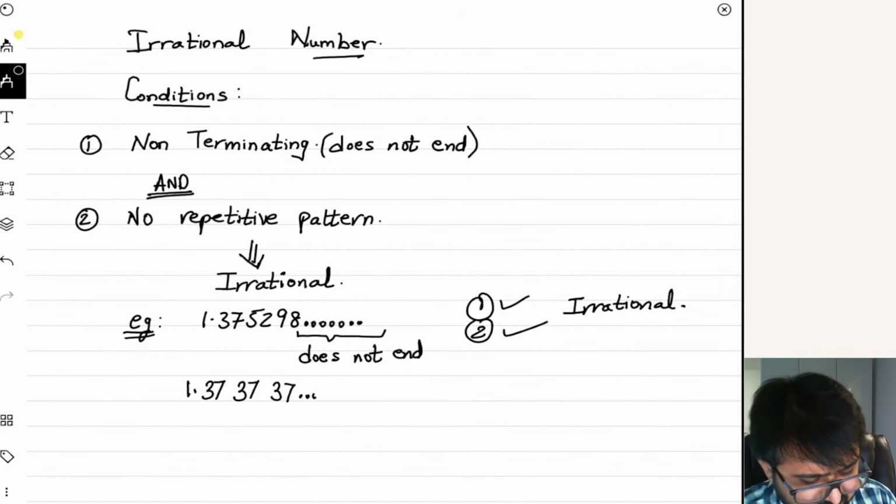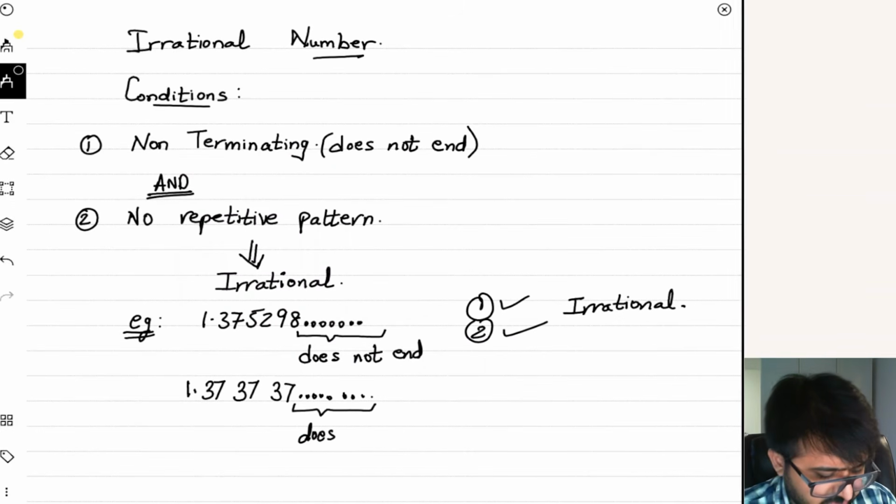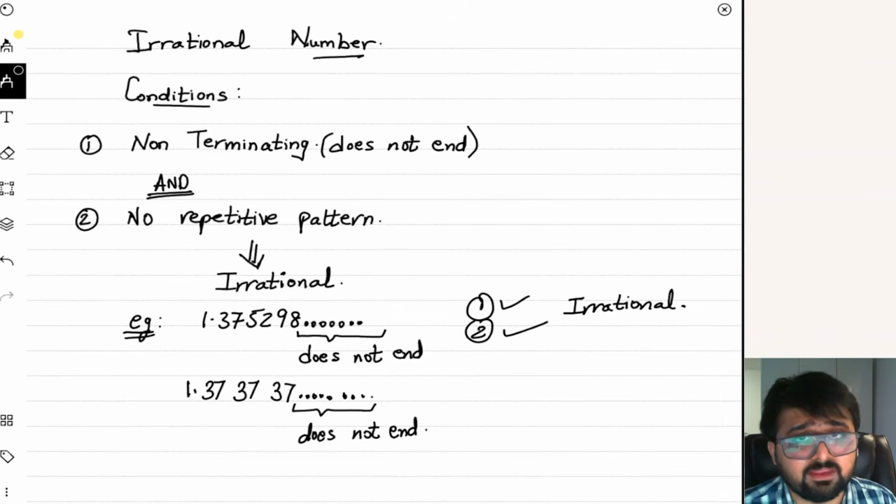1.373737 and so on and so forth. Now, can you say that the number is non-terminating, or it does not end? When you see this dot dot dot, that tells you that the number does not end, or it's non-terminating. Okay. What about the second? So the first condition is satisfied. What about the second condition?